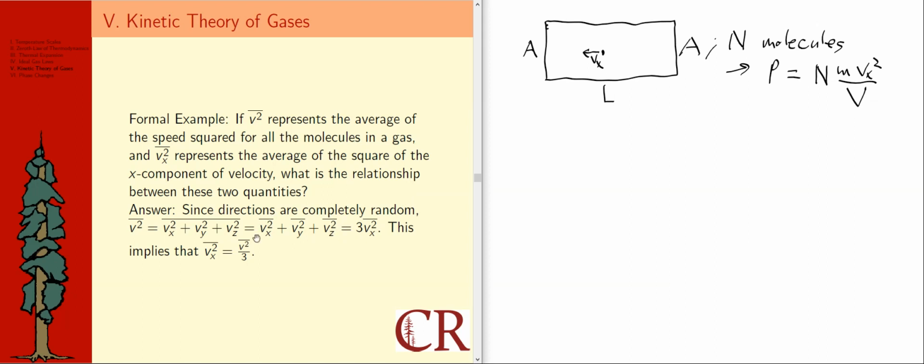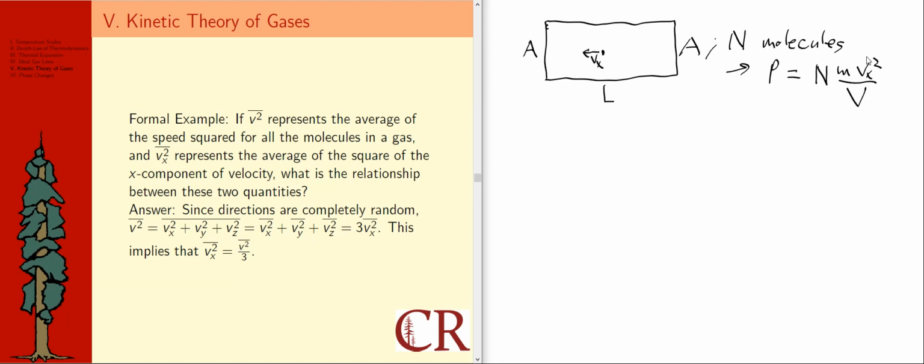So if all three of these are the same, I could just lump them all together as being 3 times one of them. So I just say 3 times the average of the squares of the x component of velocity. And that implies that since v squared bar is equal to 3 times v squared sub x bar, that v squared sub x bar is equal to 1/3 of v squared bar, or in other words, v squared bar over 3. And so that's something that we're going to be able to use.